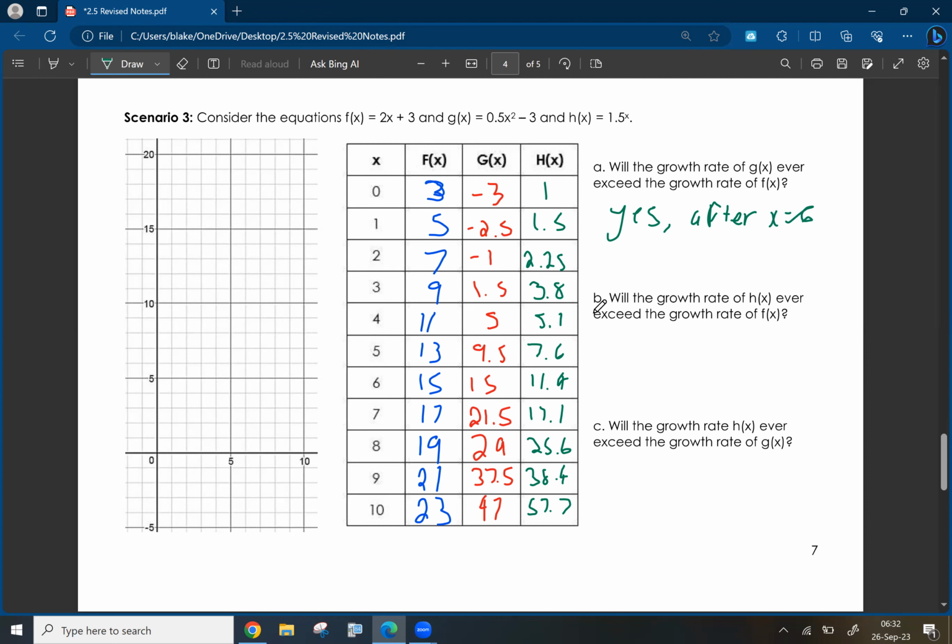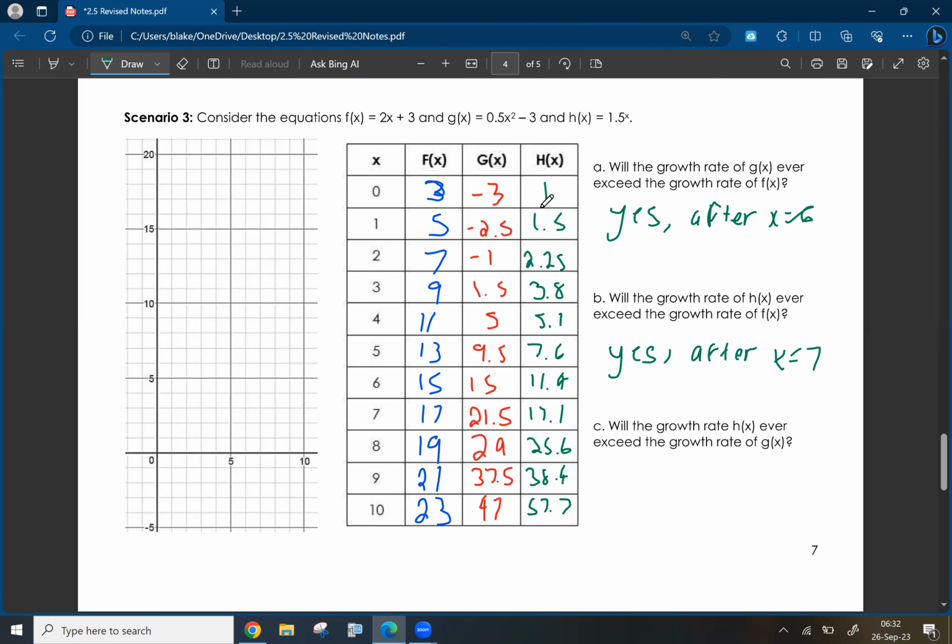Will the growth rate of h of x ever exceed the growth rate of f of x? So again, the answer is yes, because you can see at 7, they're about the same, 17 to 17.1. But after 7, the h of x is larger. So yes, after x equals 7. And will the growth rate of h of x ever exceed the growth rate of g of x?